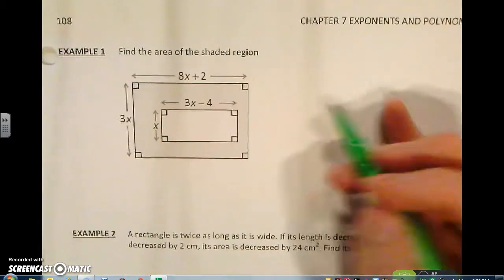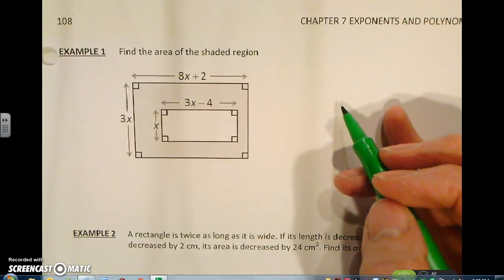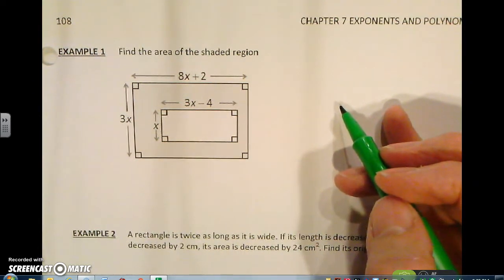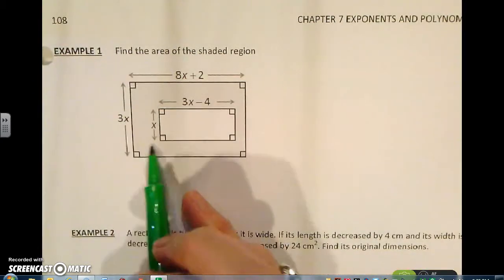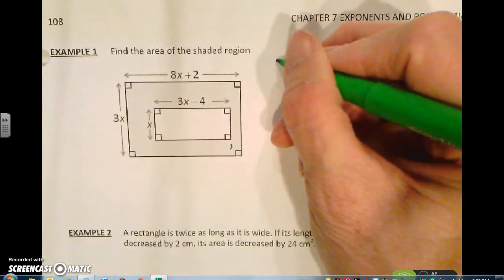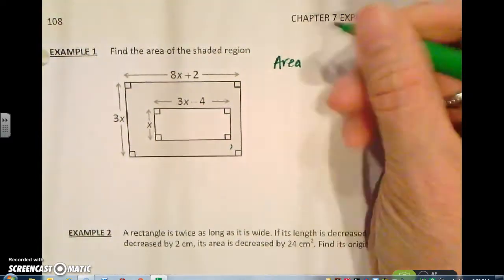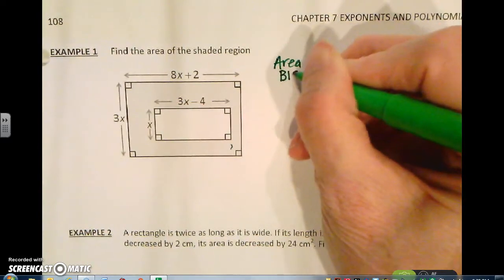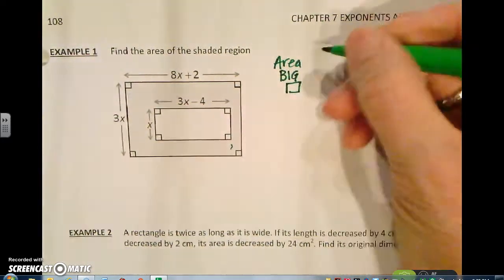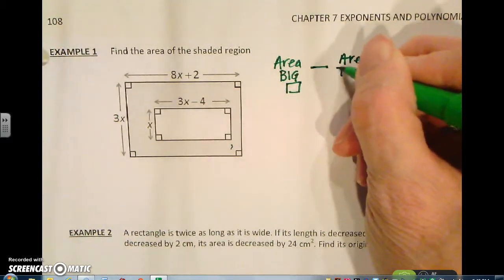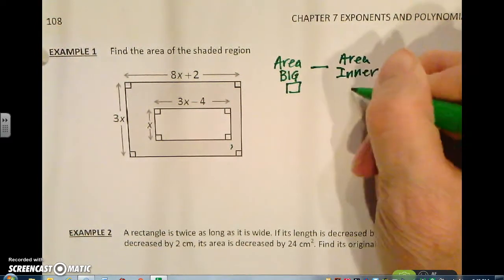Okay, so that was obviously not any polynomials in that. We did it just so that you have a concept of finding area and finding it of sections that are shaded. So here this is find the area of the shaded region. So again, what I'm going to do is I'm going to find the area of the outer big rectangle. So the area of the big, I'll put a little rectangle there. And then I'm going to subtract out the area of the, I'll call it the inner rectangle.